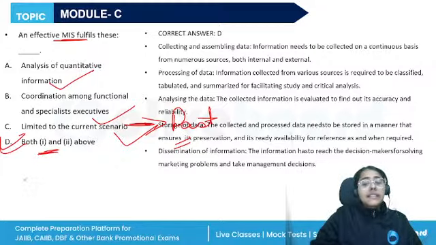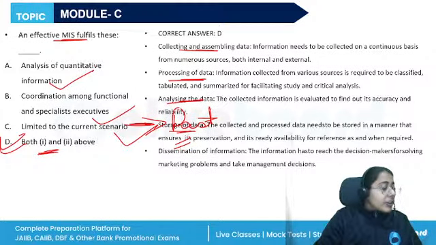So what are the steps in the MIS? Collecting and assembling data, processing of data, analyzing of data, and storage of data. Make sure that you download this PDF and keep it for your revision because the explanations given alongside the questions are very helpful.